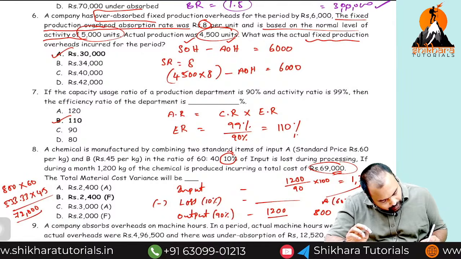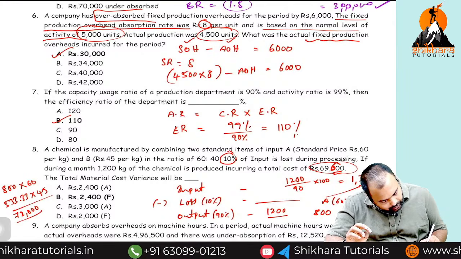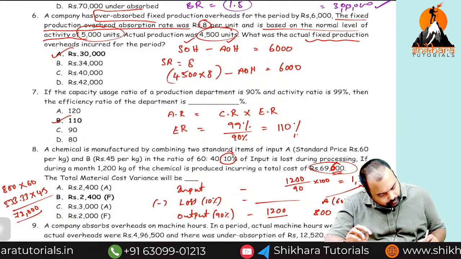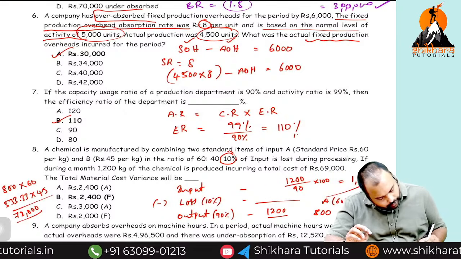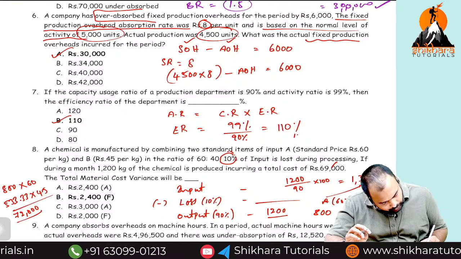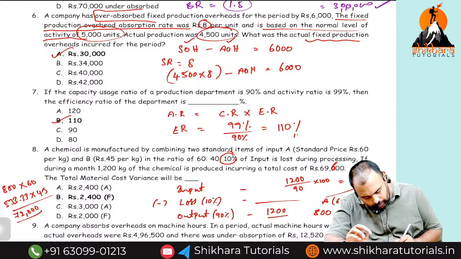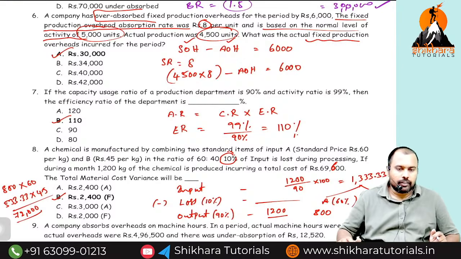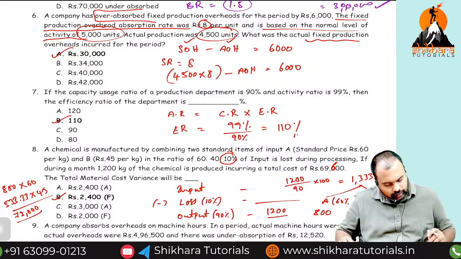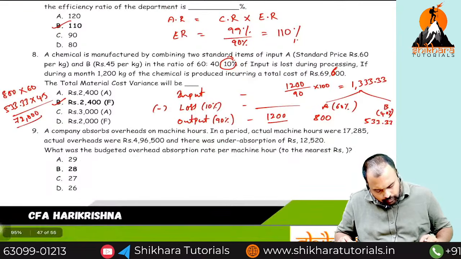Sir, it is actually 69,600, sir. There is a printing mistake here. It is actually 69,600. Got it right? If it is 69,600, then it has to be 2,400. There is a slight printing mistake. You can check with that. Okay, next.